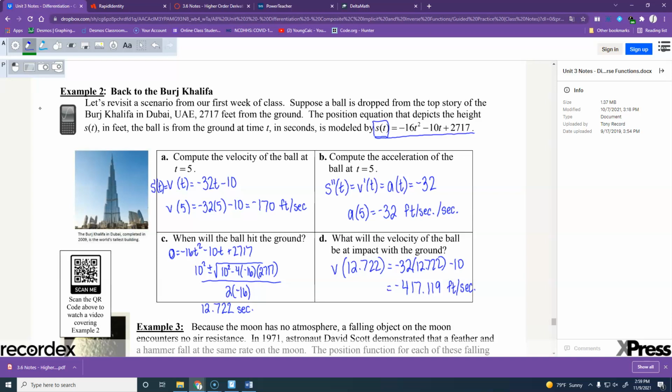Wait, not feet per second? No, it's moving a little more than a football field per second. Just over a football field. I thought it was meters. Why is it feet? Exactly.